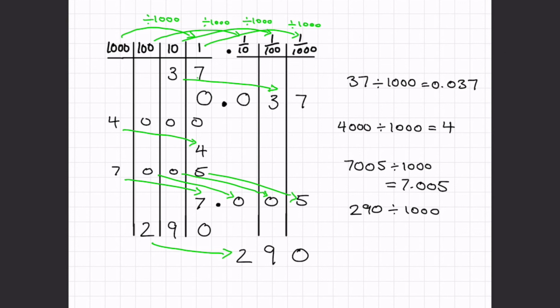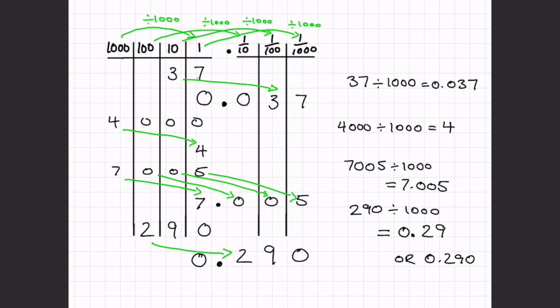We need to put a decimal point in because we need to show that this 2 is 2 tenths and the 9 is 9 hundredths, and we then also put a nought in. I'm going to write the answer as 0.29. We don't need to put the nought in. You're not wrong if you put 0.290. You are not wrong in doing that, okay? But you don't have to.